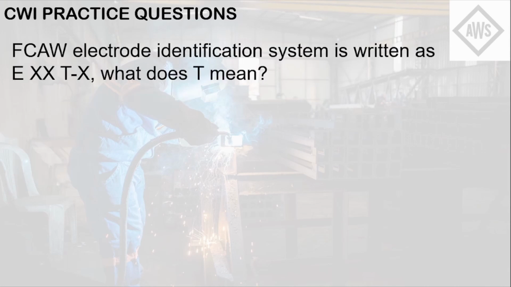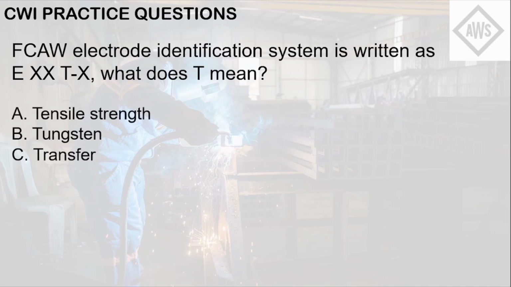Next question. The FCAW electrode identification system is written as EXXT-X. What does T mean? Letter A, tensile strength. Letter B, tungsten. Letter C, transfer. Letter D, tubular. So when you're talking about FCAW, it is a tubular electrode. So definitely the letter T means tubular. So the answer here is letter D.